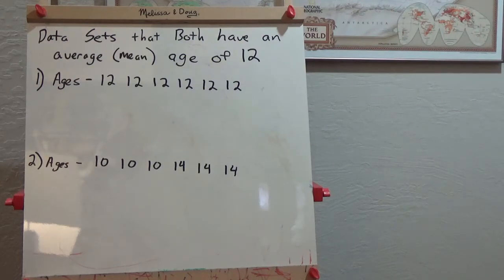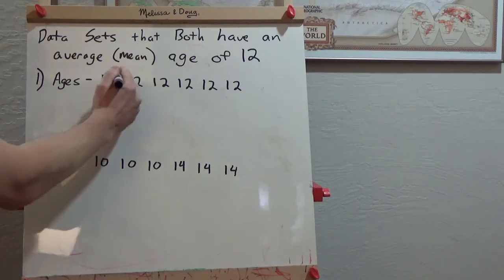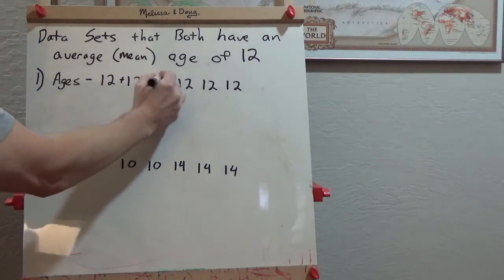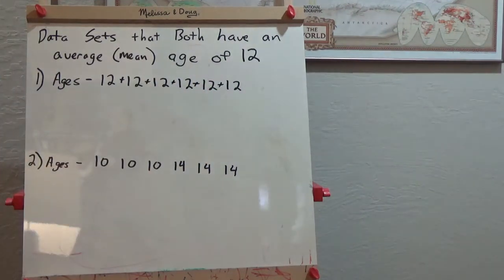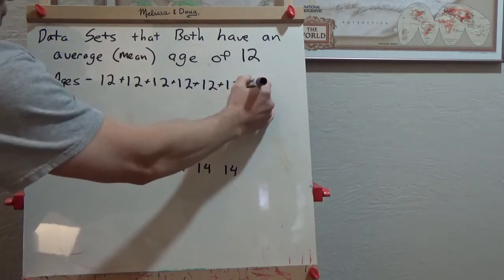First step in calculating the mean absolute deviation is we're going to figure out what the average of these data sets are. So we need to first add all these numbers together. And when you add 12 together 6 times, you're going to get 72. That 72 then will be divided by the total number of numbers in the data set.